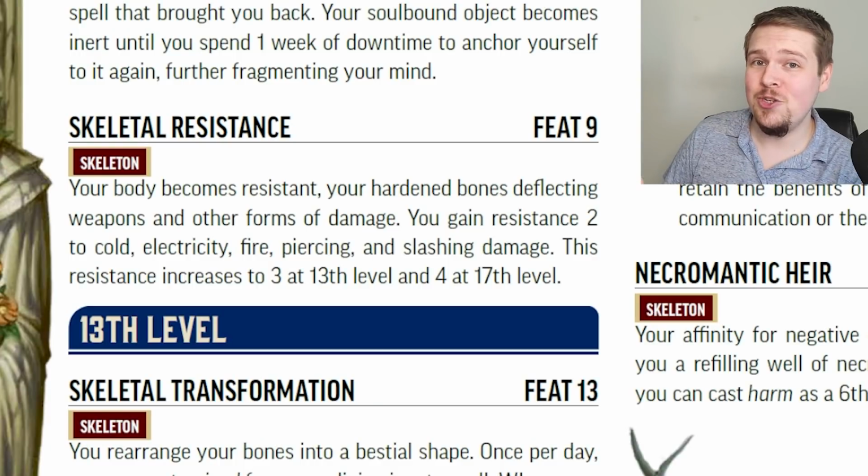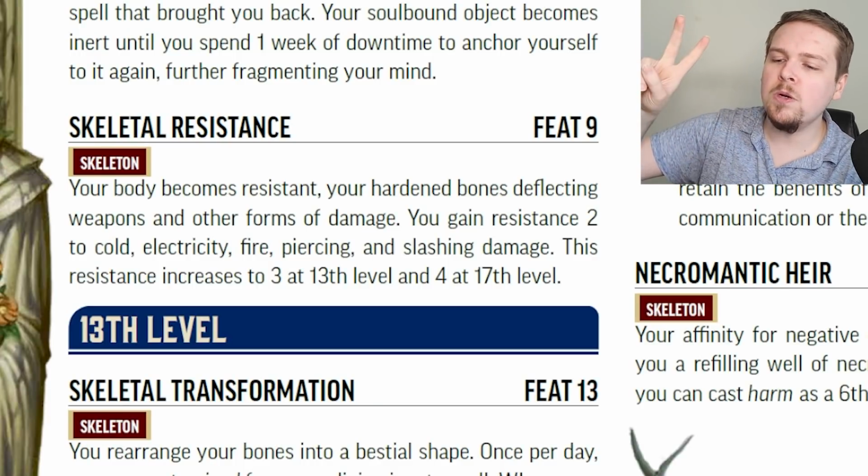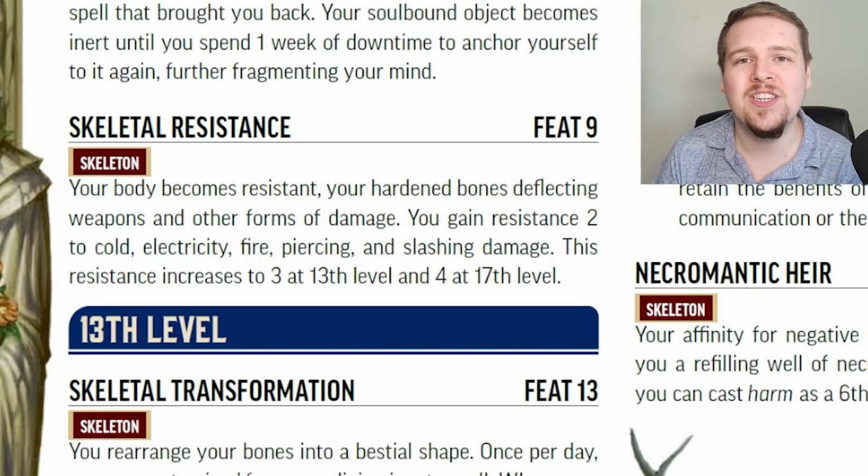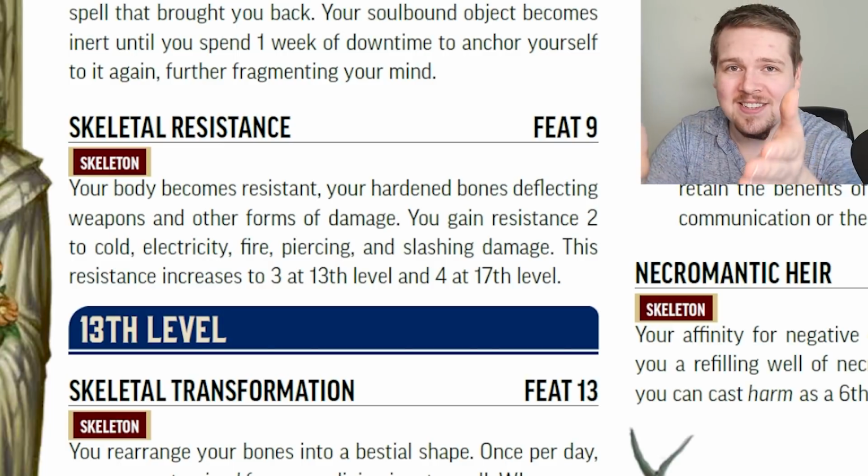Skeletal resistance. You get 2 resistance to a lot of things, including cold, electricity, fire, piercing, and slashing, increasing at levels 13 and 17 to 3 and 4, respectively. Passive resistance. It's great.